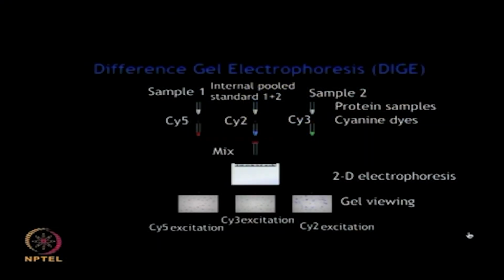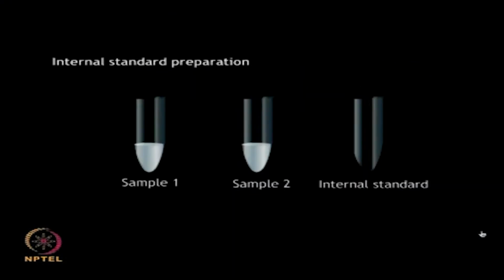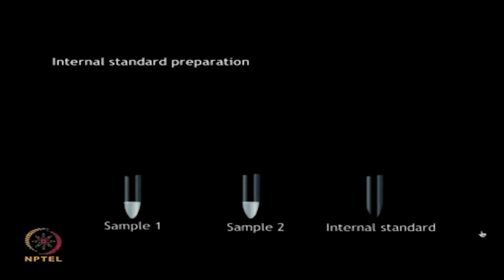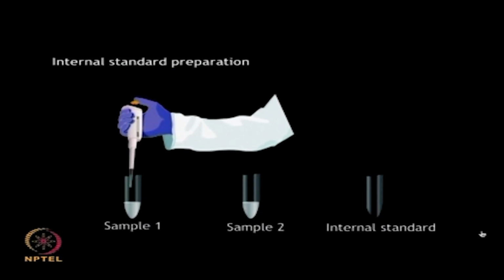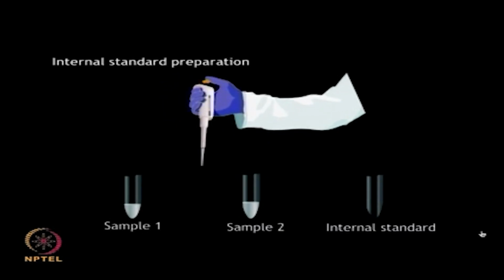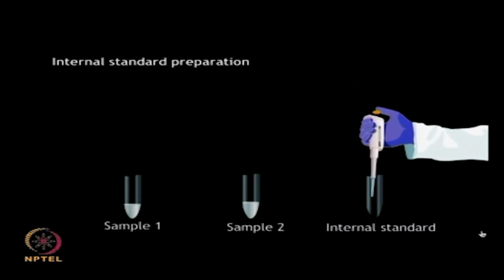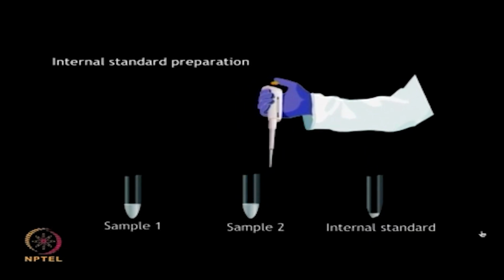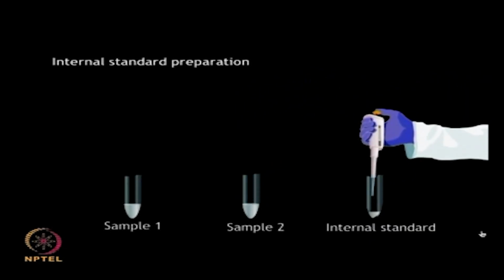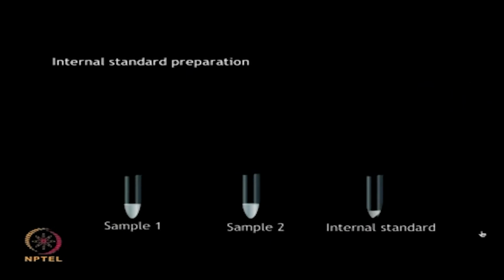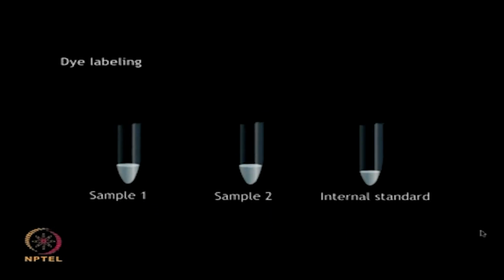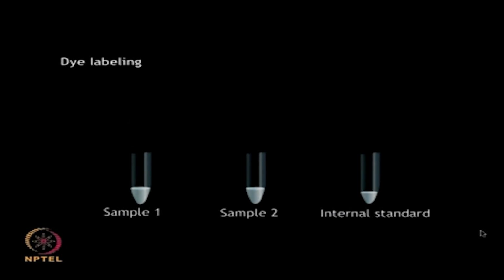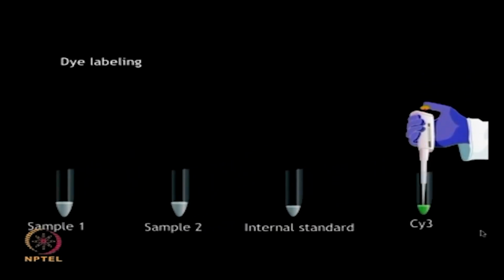Difference gel electrophoresis, DIGE. The pooled internal standard for DIGE is prepared by mixing the equal amount of all the samples that are being run in a given experiment. The internal standard prevents the problem of gel to gel variations.